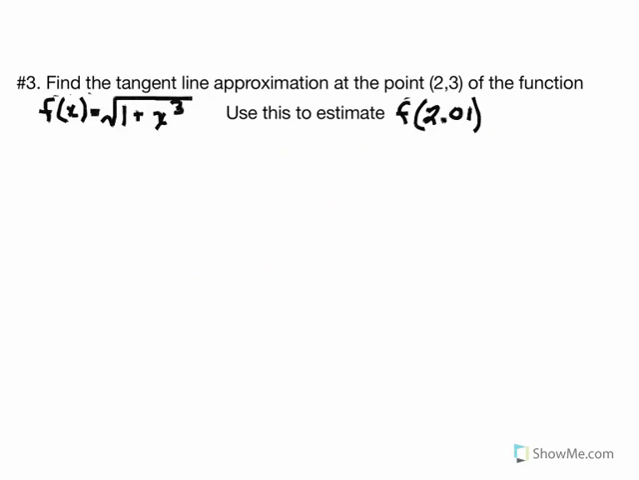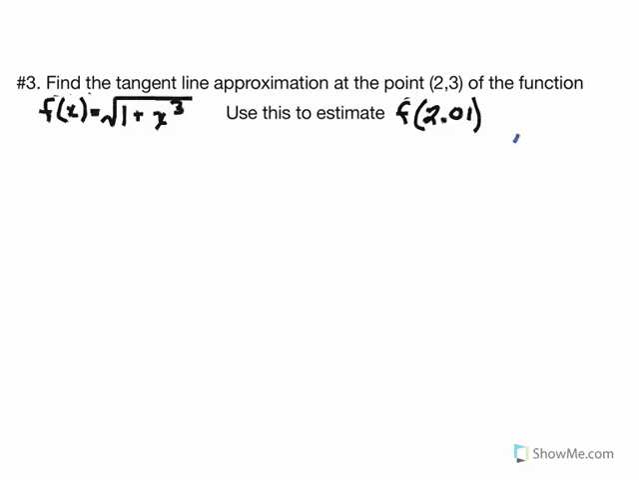Let's take a look at one last problem. Here we are asked to find the tangent line approximation at the point 2, 3 of the function f of x equals the square root of 1 plus x cubed. We then want to use that linearization we obtain to estimate the function value at 2.01.